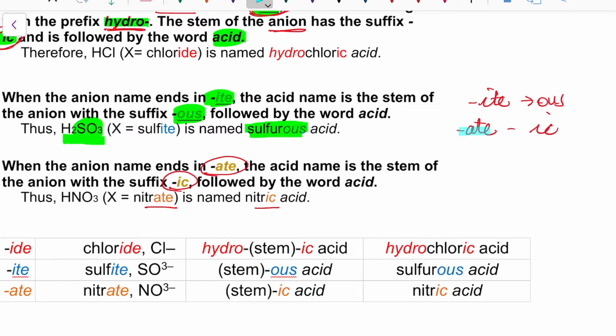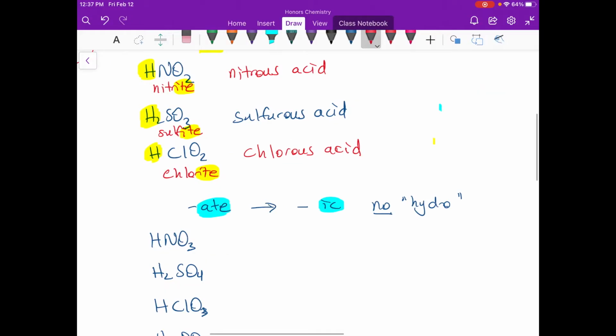And I've come up with a saying: she ate ic and got bronchitis. I can't tell you how many times I sit there and I'm like, nitrate, she ate ic, nitric acid. Nitrite and got bronchitis, nitrous acid. Now you notice, before I had HNO2, now we're going to do HNO3. I had H2SO3, now H2SO4. HClO2, now HClO3. What we're doing is we've added on an extra oxygen, and these all have ate endings.